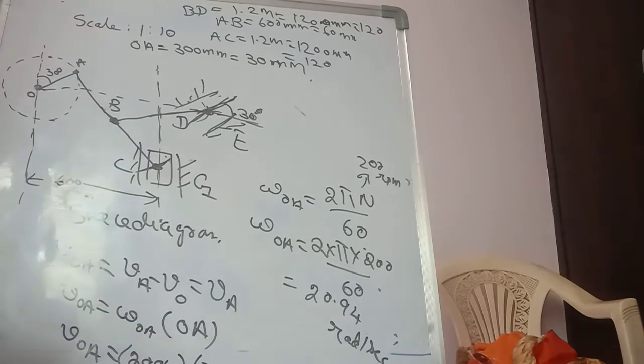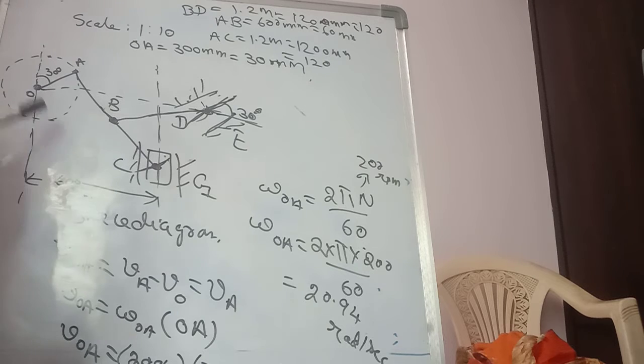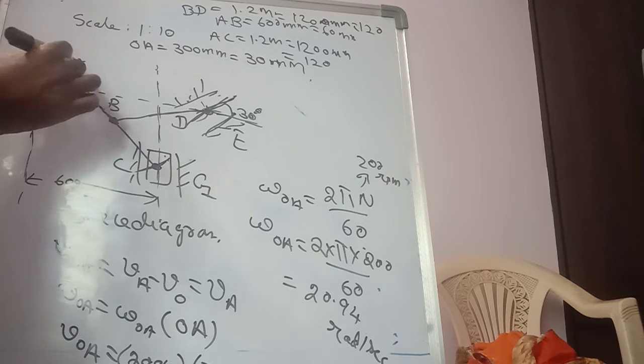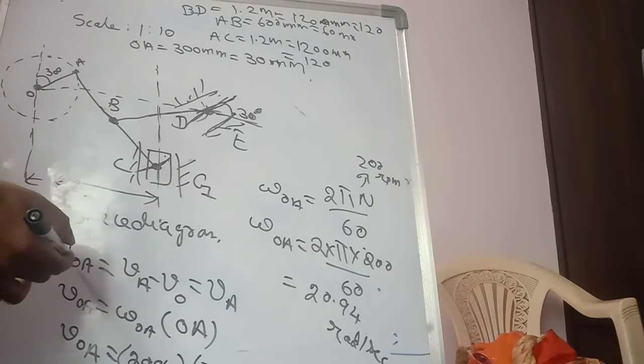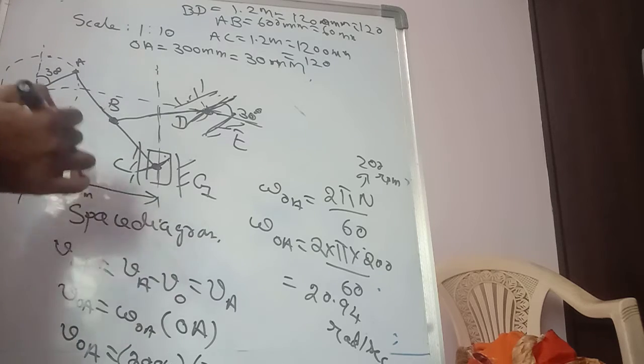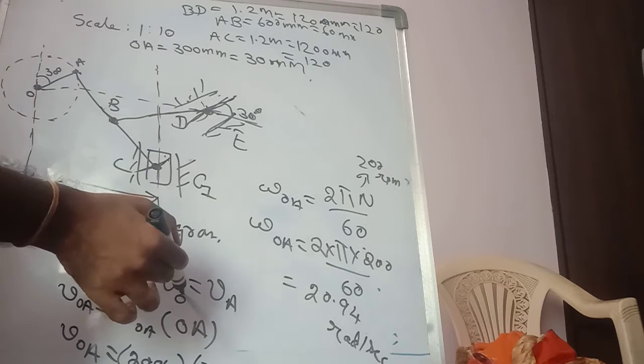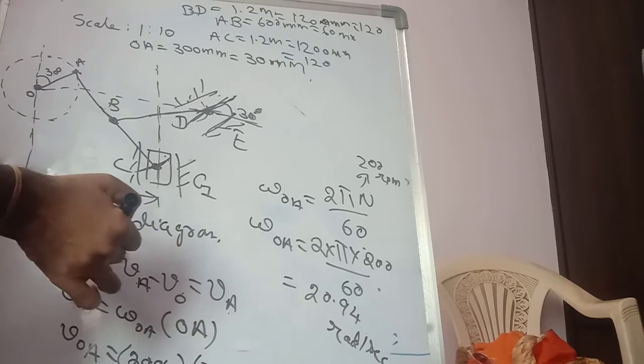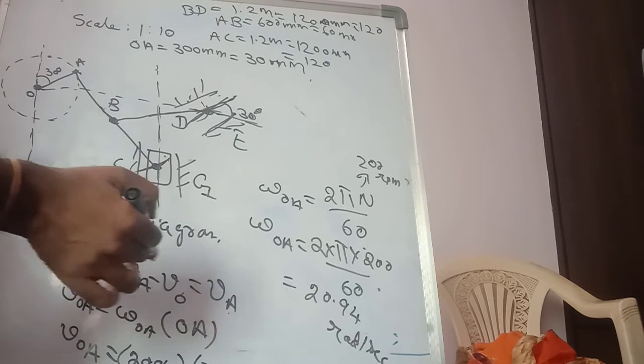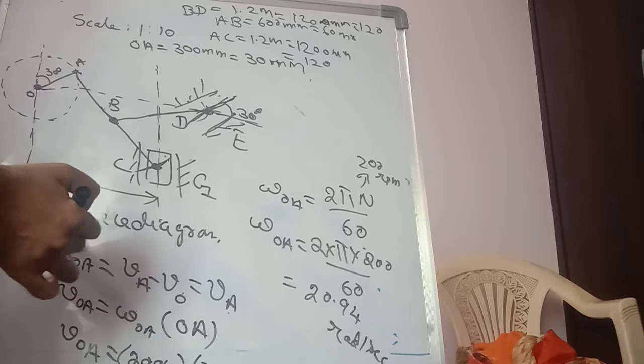So first we are calculating the velocity of A. That means velocity of A is nothing but, we can write it as VOA. VOA is nothing but VA minus VO. Here O is fixed, therefore VO is 0. Therefore it is VA. Therefore VOA is nothing but velocity of A. So first we will find the VOA.